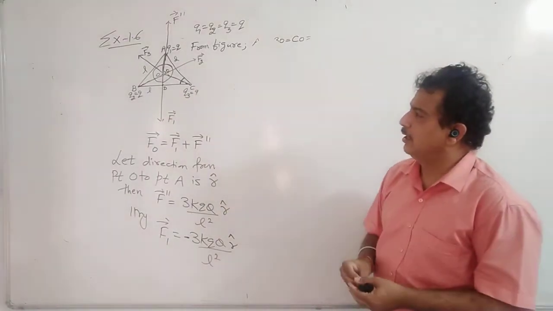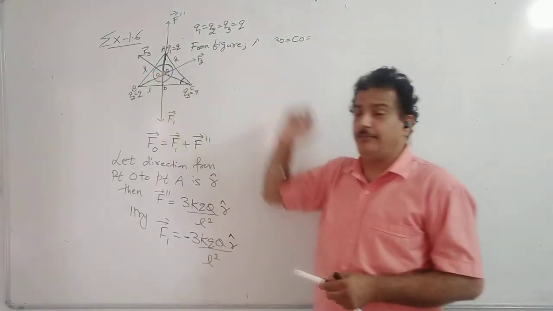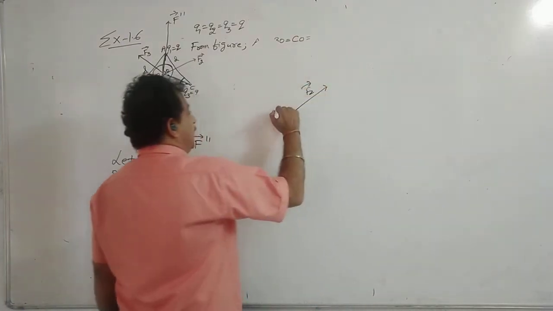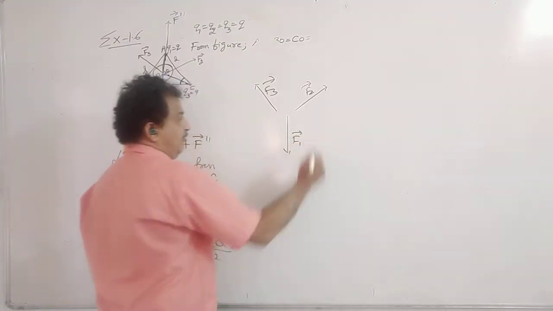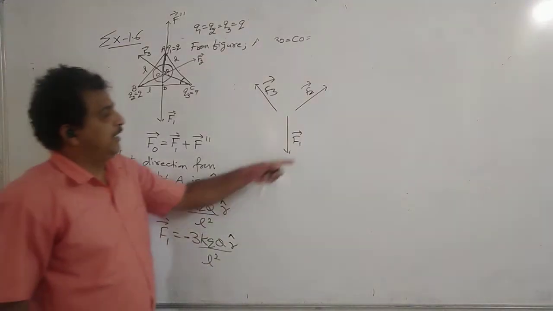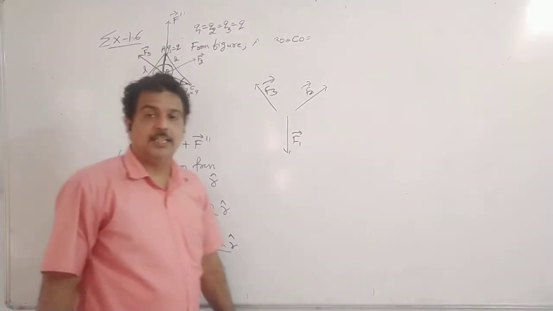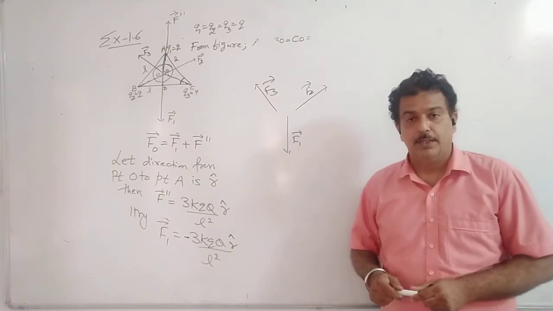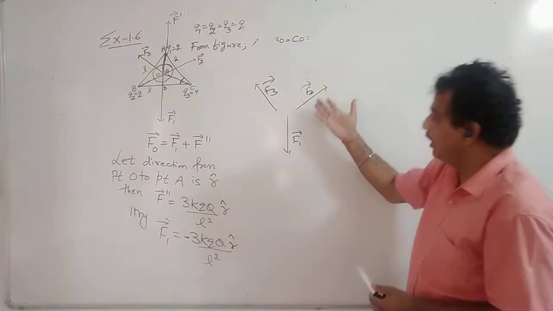Now another shortcut method is, let us see the direction of these three forces. So the direction of F2 is this, the direction of F3 is this, and this is the direction of F1. If you remember the vectors in standard 11, if I can form a closed loop from these 3 vectors, then the resultant is always 0. If all the vectors form a closed loop, then the resultant is always 0.